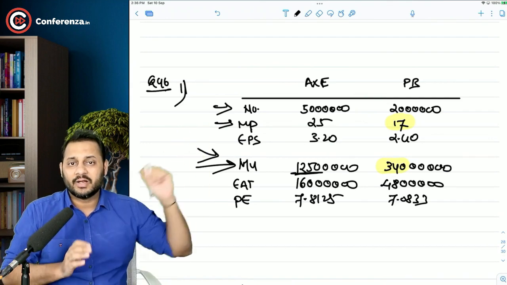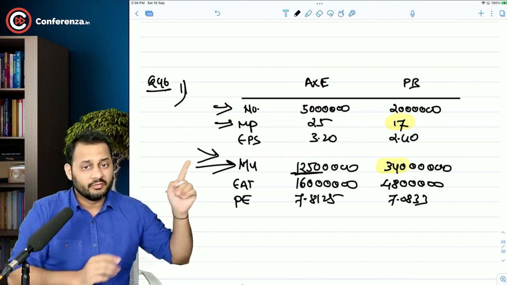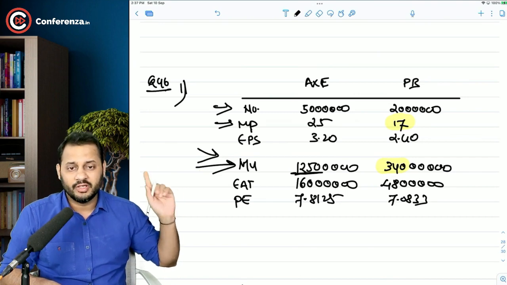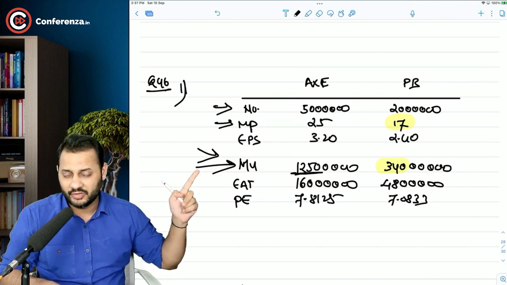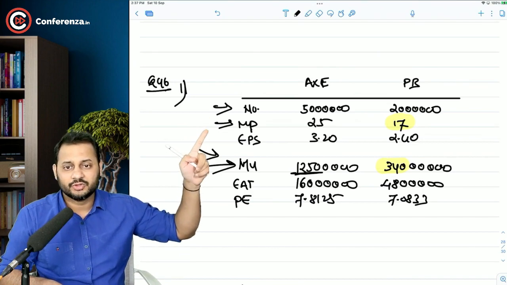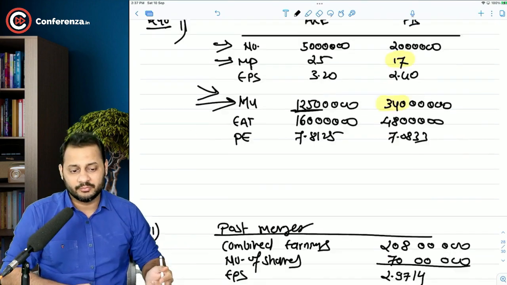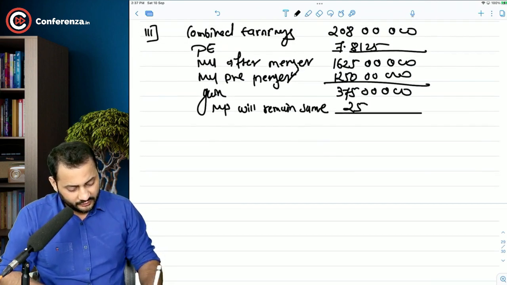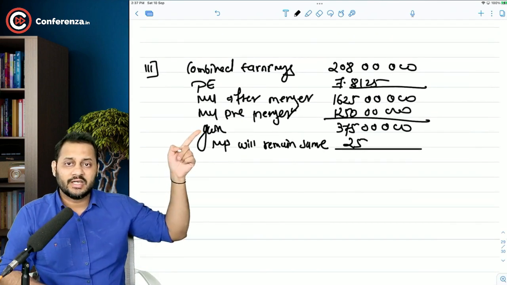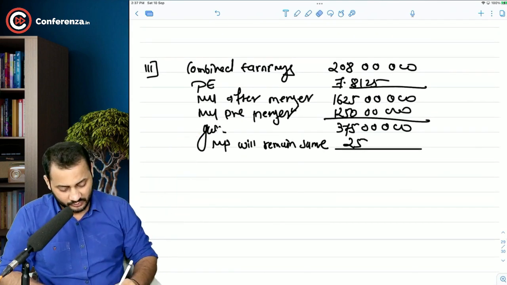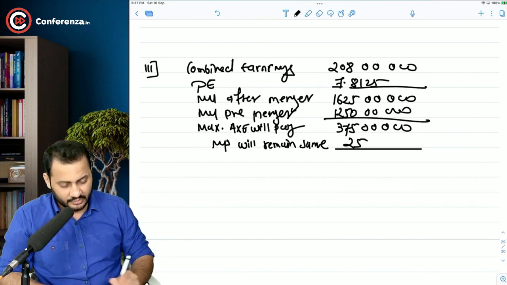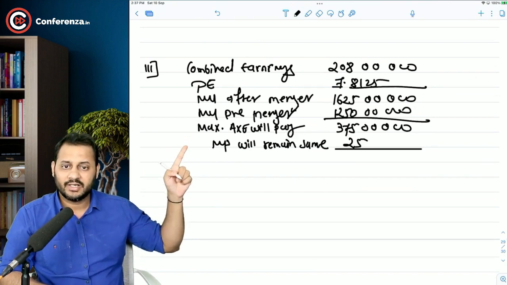Unless and until the market price is 25 after the merger also, we won't achieve this target of keeping the 1250 market value the same. We want the market value to be 1250. We have 50 lakh shares, so the market price has to be 25 after the merger. So after the merger, the market price will be 25. This is the amount that we can distribute to them, the maximum amount that we can pay. X will pay a maximum of 375 lakh at this price.